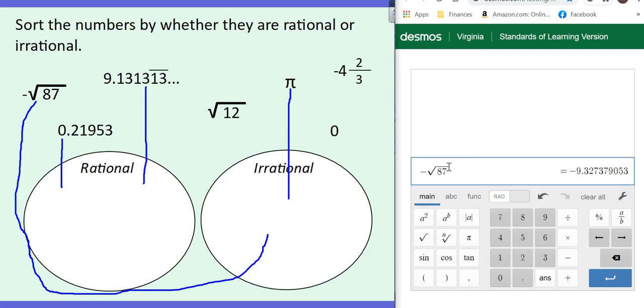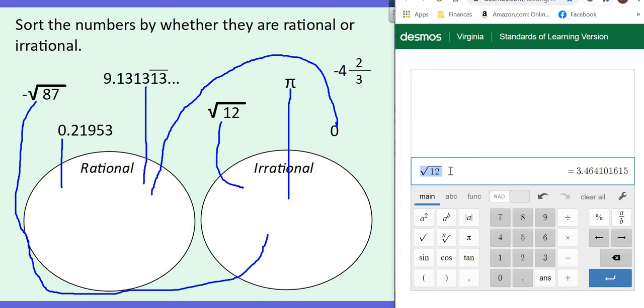Now let's go ahead and do the square root of 12 and see where that one goes. Look at that. Goes crazy, just like pi. Definitely irrational. Then we have a 0 here. 0 is a whole number, which makes it rational. And then we have -4 2/3.